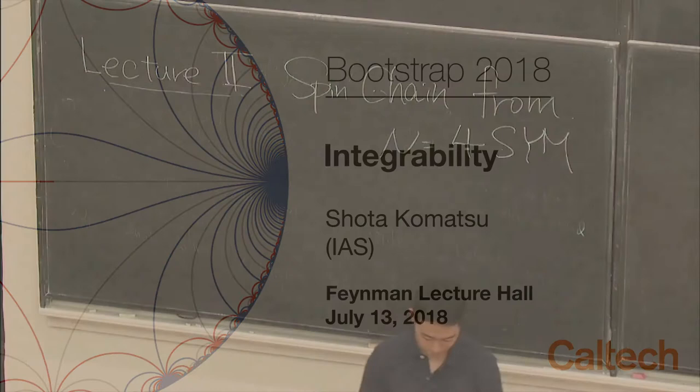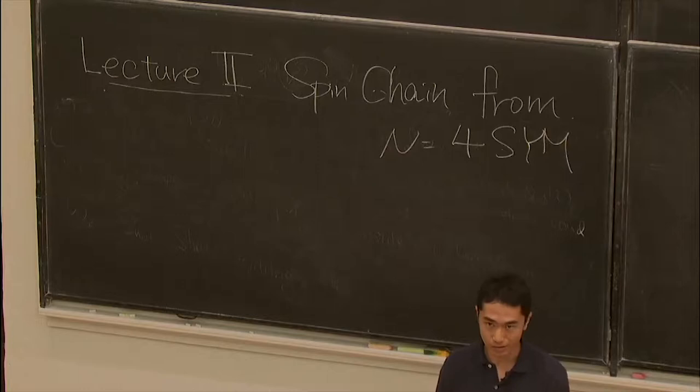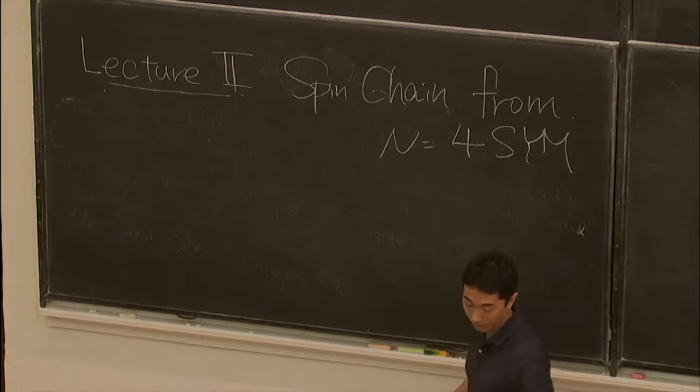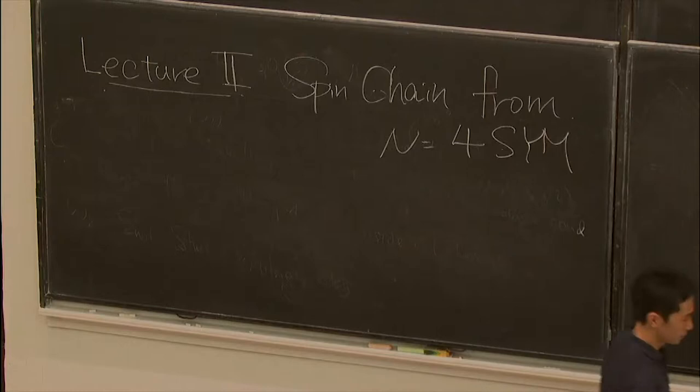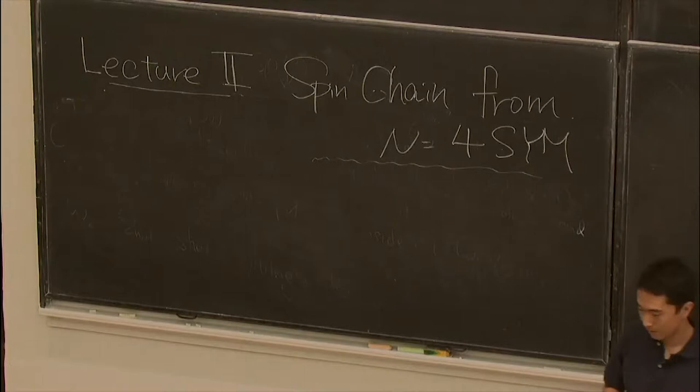Okay, so let's start the second lecture about integrability. Yesterday I talked about how the integrability, or Yang-Baxter equation, is related to the existence of infinitely many conserved charges, and also how to use the Yang-Baxter equation to fix some interesting S-matrices, the S-matrix of the O(N) nonlinear sigma model. Yesterday I was talking about 1+1 dimensional systems, and today I'm going to talk about how an integrable system arises from a 3+1 dimensional system, which is N=4 super Yang-Mills in 4 dimensions.